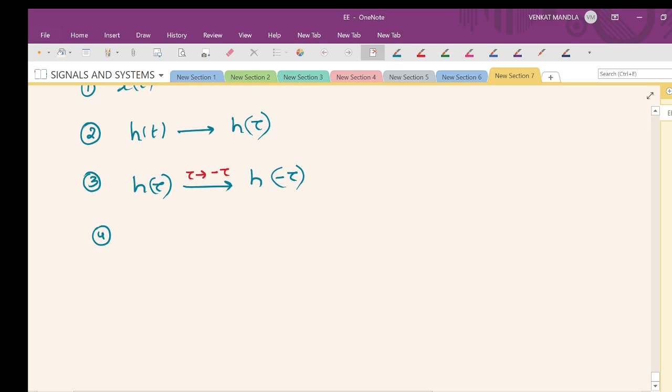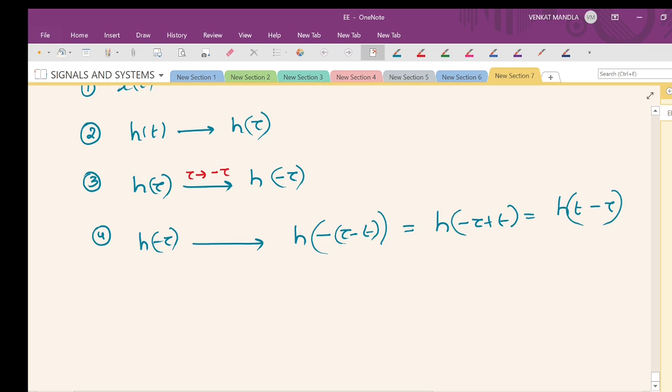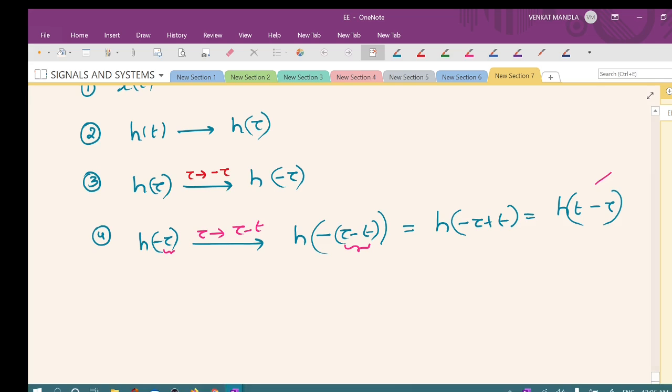Next, h(minus tau) to h(minus of tau minus t). This is h(minus tau plus t), which is h(t minus tau). So tau goes to tau minus t: wherever tau is there, replace that tau by tau minus t. This is what I have done here. Here tau is there, I replaced tau with tau minus t, and then I got this one.